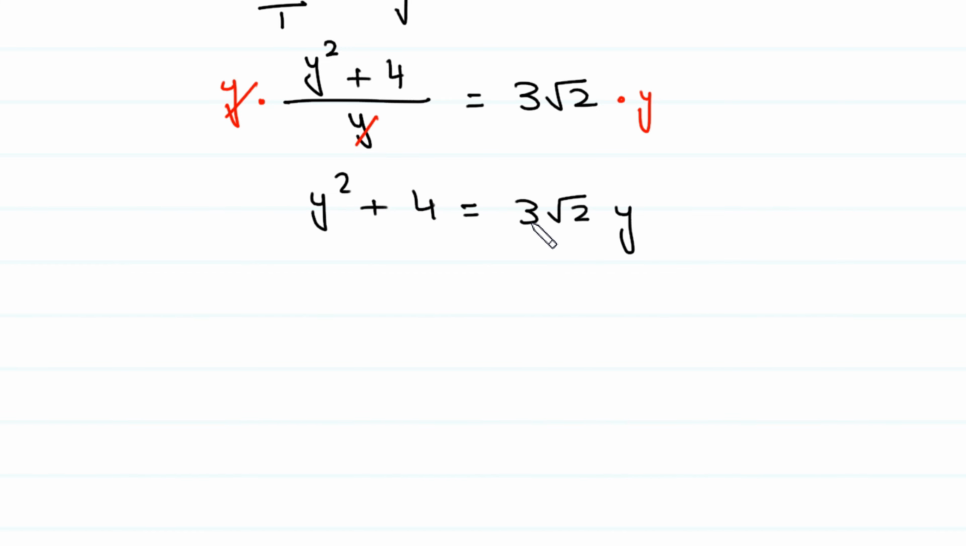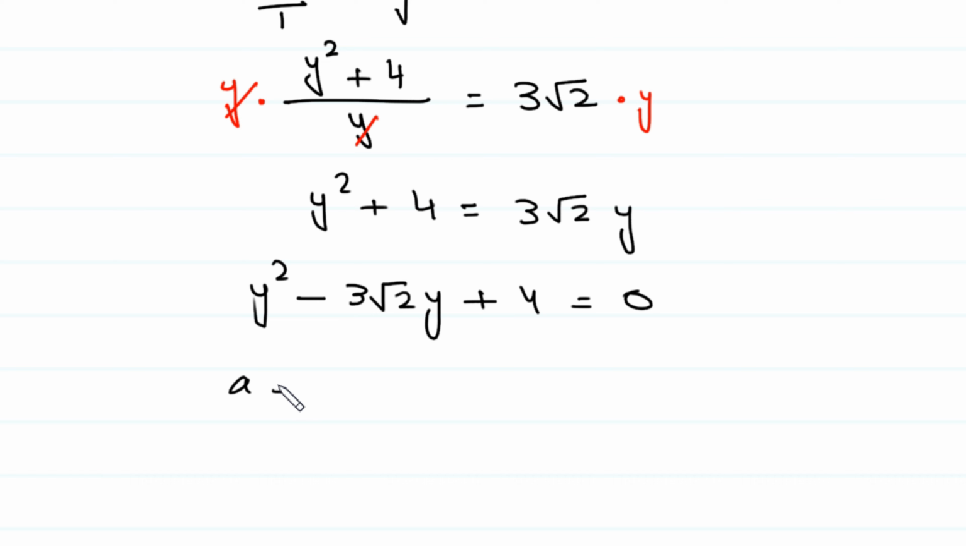Now we shift this 3 square root of 2y to the left side. Y square, this positive 3 square root of 2y becomes negative at left side, minus 3 square root of 2y plus 4 is equal to 0. Now this is a quadratic equation and can be solved by quadratic formula.